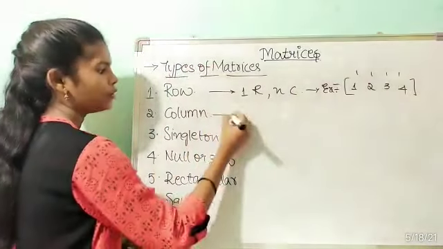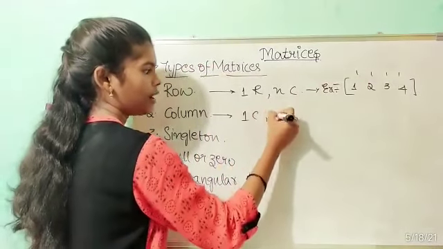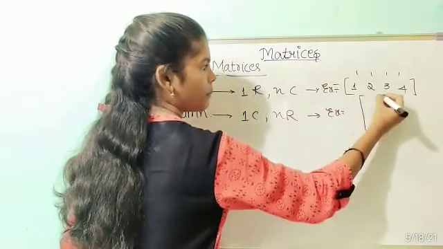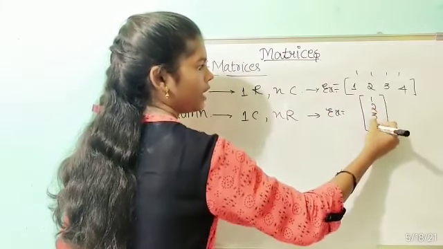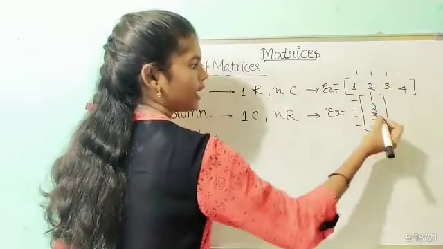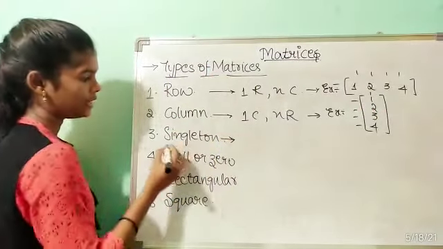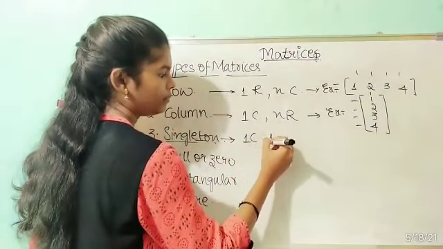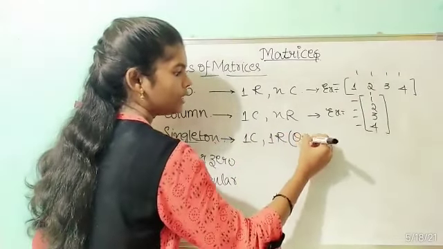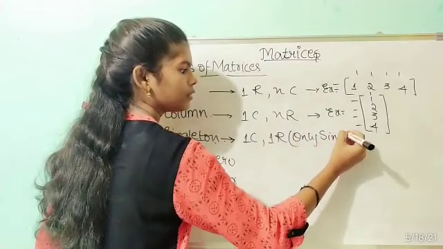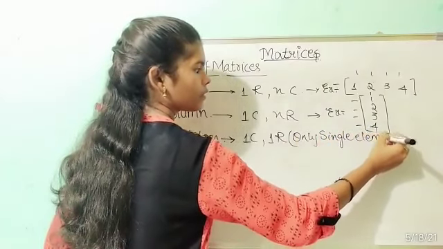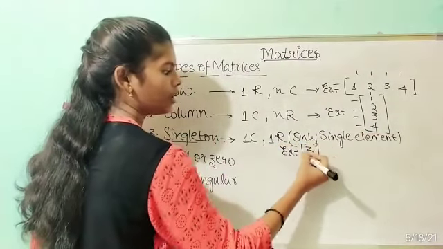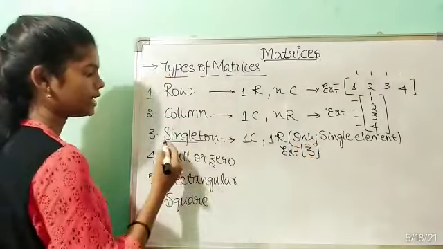Okay. Moving on to the next, column matrix. It has one column but n rows. For an example, it has one column but n rows. Moving on to the singleton matrix. It has only one column, one row. That means only single element. Take an example. A single column, single row will be there. That is known as a singleton matrix.